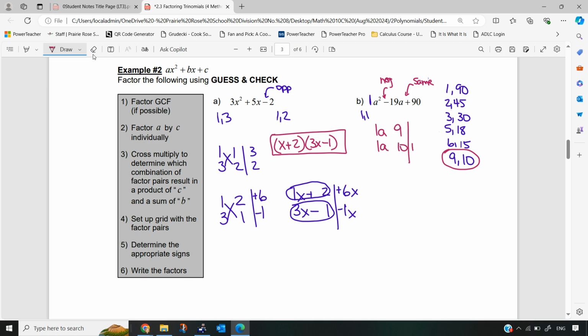1a times 10 is 10a. 1a times 9 is 9a. Again, I need to have the same sign and I want negative sums, so these both have to be negative, and those just translate over. So my factors will be a minus 9 and a minus 10. Once again, this was a special case, so I could have just done product sum.